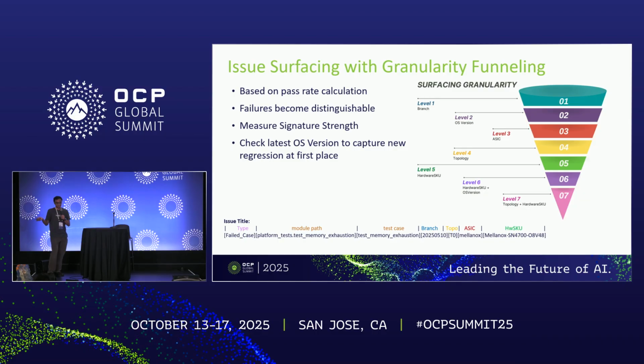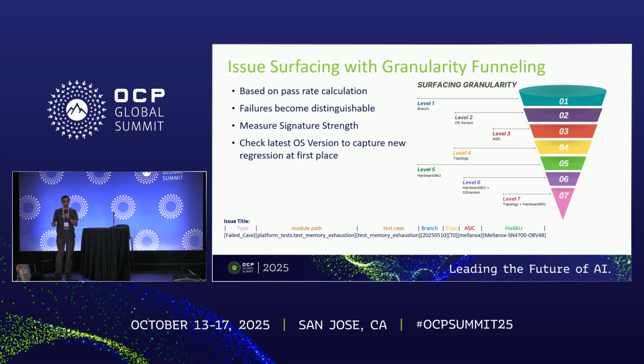Now, the calculation and the filtering. So to better describe where a test is failing, it could be that a test case is failing completely on all platforms, all hardware on some branch. Or it could be that it's failing only on a specific platform on some branch. And so to better describe that, we have what we're calling a granularity funneling here.